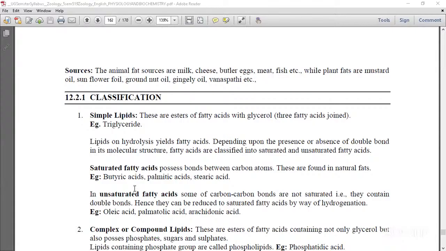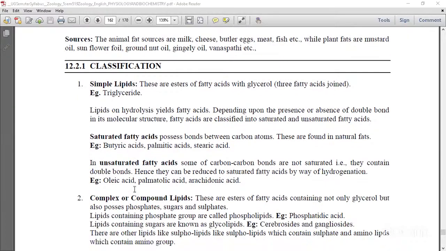Examples are oleic acid, palmitoleic acid, arachidonic acid. Here are the complex and compound lipids. The name itself indicates that they are complex. The first one is simple, and the name itself indicates that it's a simple one. When hydrolyzed, it yields the fatty acid.